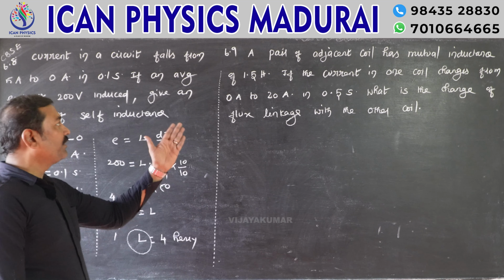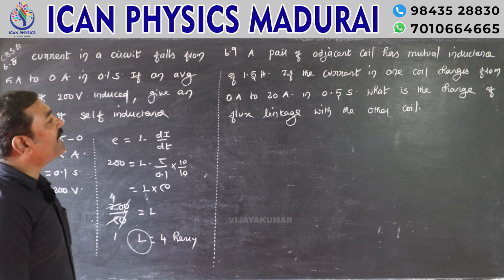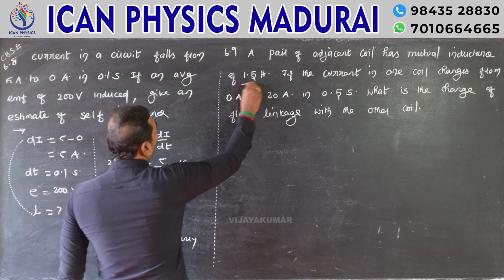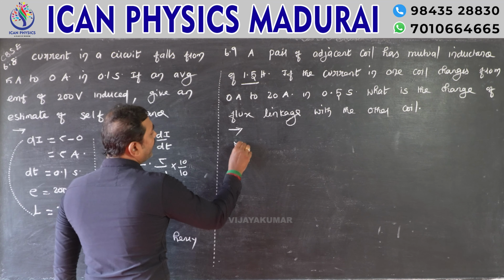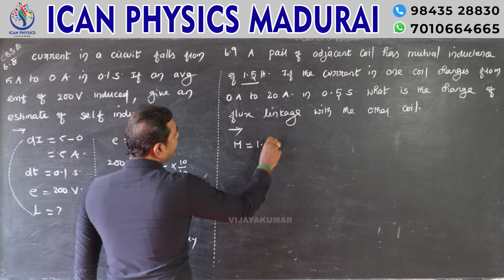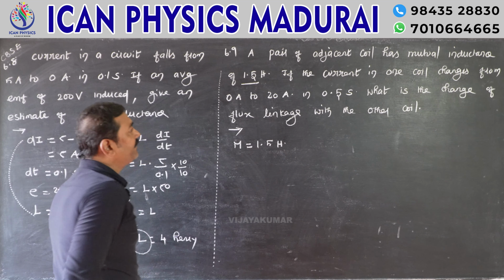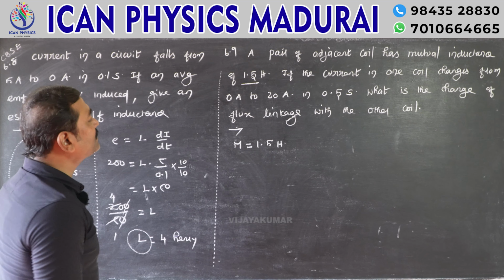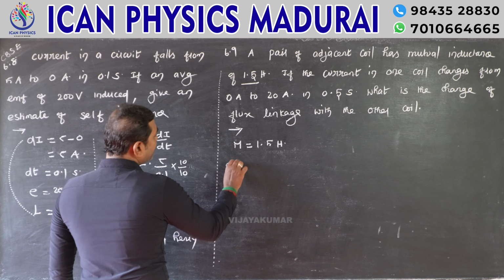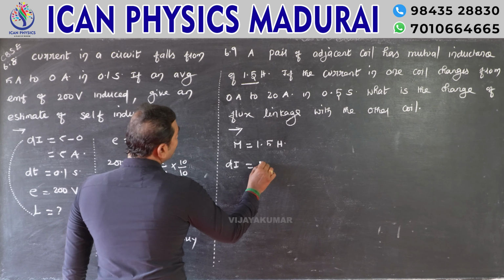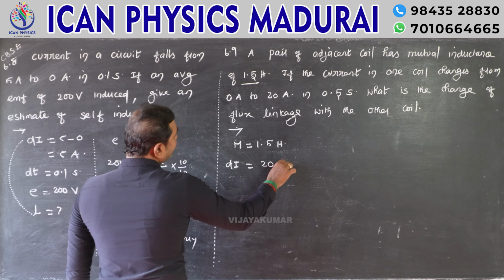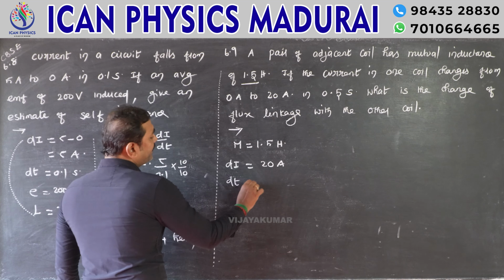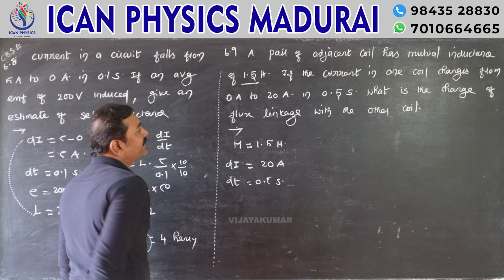No doubts. So next one, a pair of adjacent coils has a mutual inductance of 1.5 Henry. So mutual inductance is 1.5 Henry. If the current in one coil changes from 0 to 20 ampere, so the change in current is 0 to 20 ampere, in 0.5 second. So dt equal to 0.5 second.